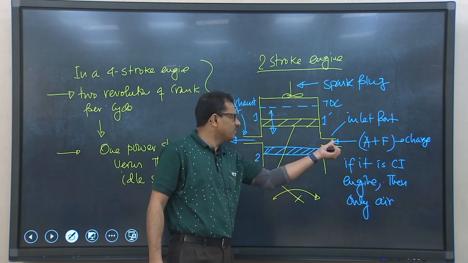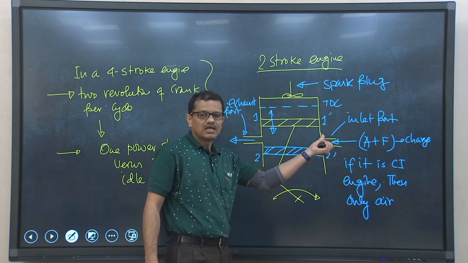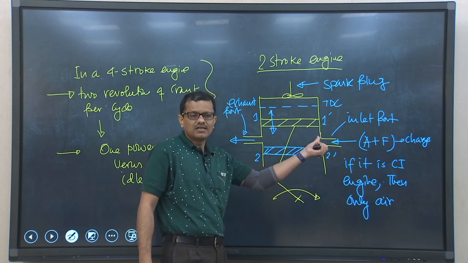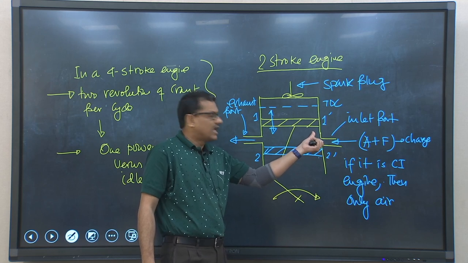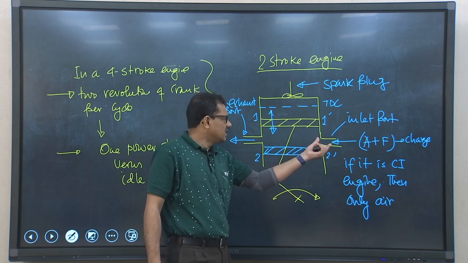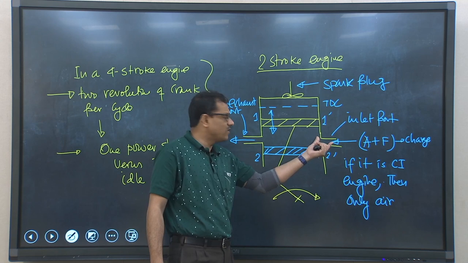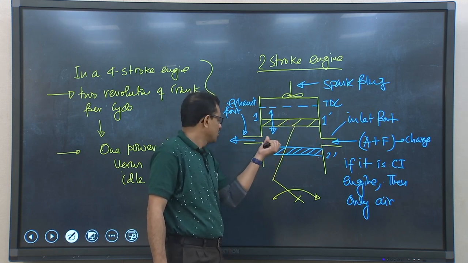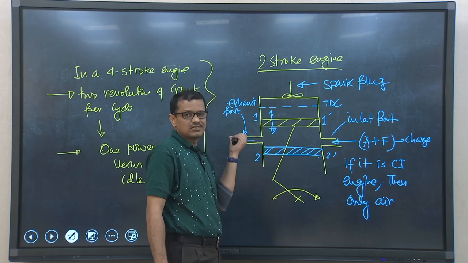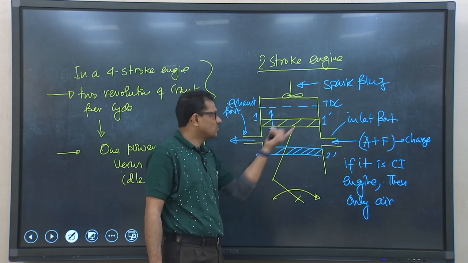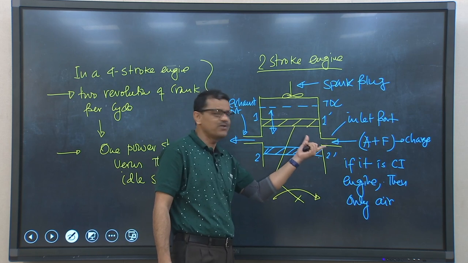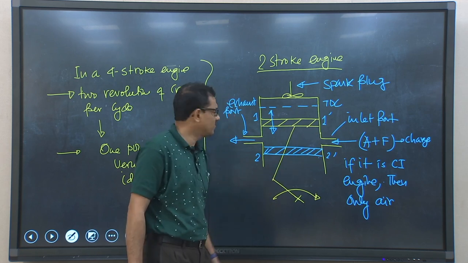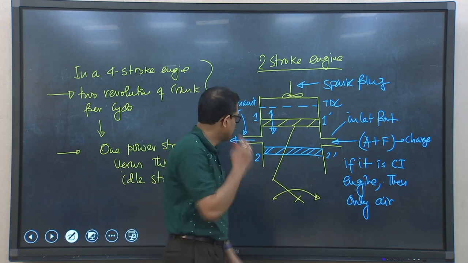So, we are taking air fuel mixture through this intake manifold using a pressurizing system, and that pressurized air fuel mixture will allow combustion gases to leave from the cylinder through this exhaust manifold, exhaust port. So now the entire space is filled with fresh air fuel mixture, or air if it is the CI engine.